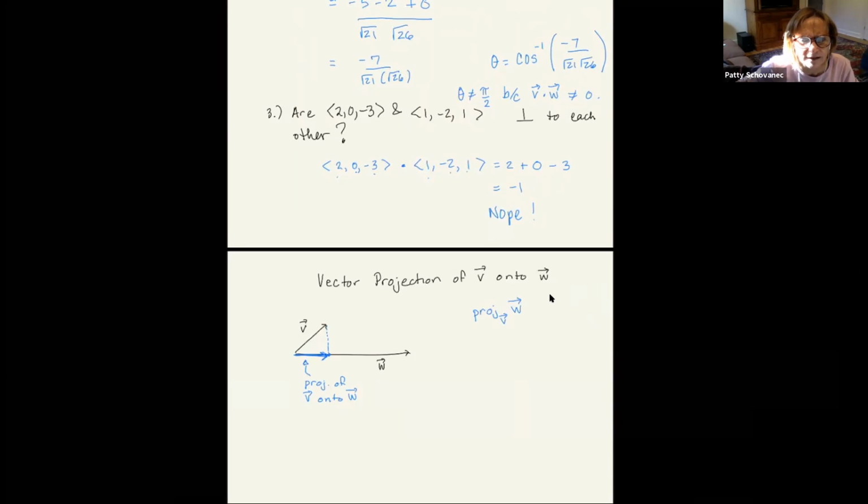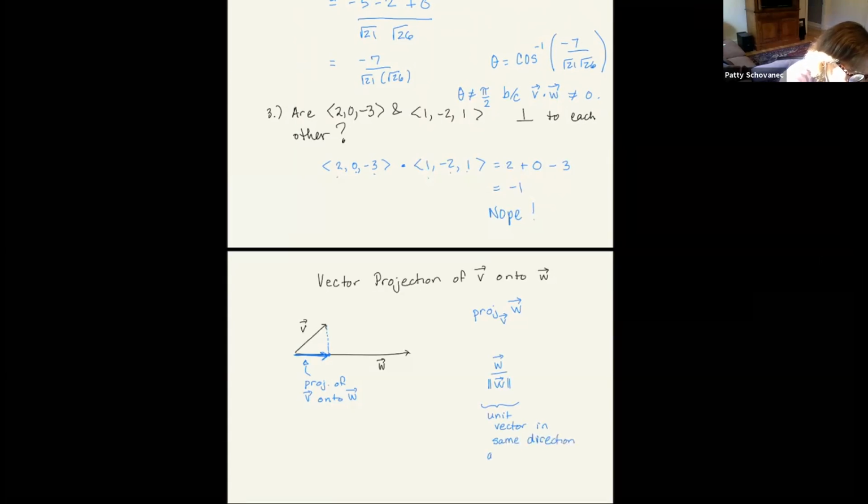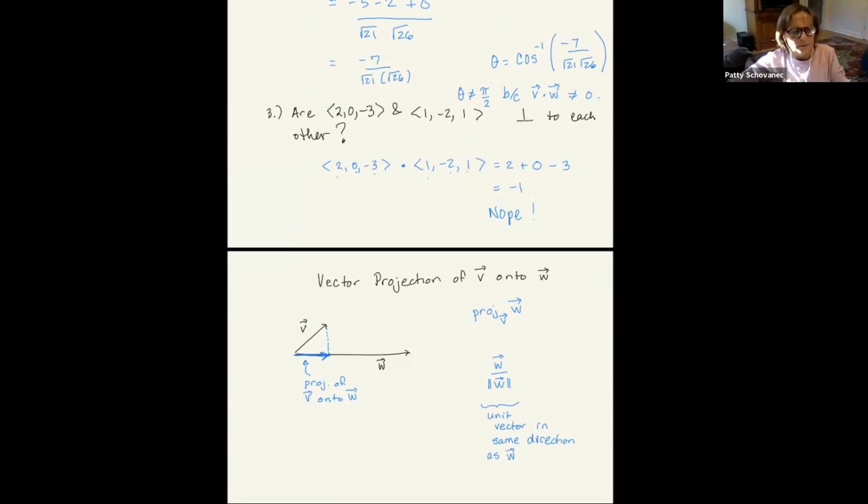Let's see if I remembered how to find that. The projection of V onto W. So what I need first is to take W and scale it down to a vector of unit length. And so that would be W divided by its length. This is a unit vector in the same direction as W. And then let's see if I remember how to do this.